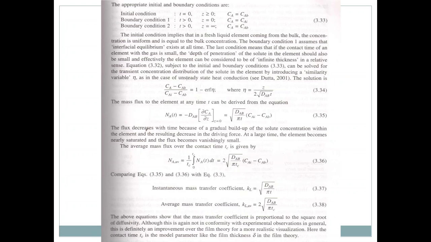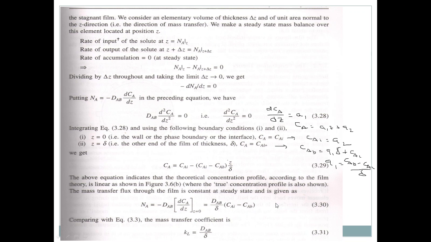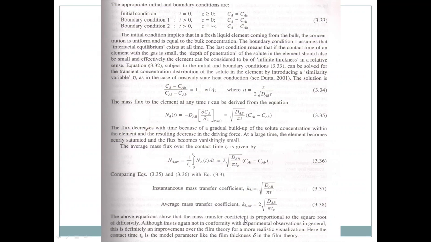Keep it in mind, penetration theory is applicable when the gas phase is bubbling in liquid. And here if you see, kL average is proportional to root over DAB, but in the earlier case kL was proportional to DAB, so there is some difference.